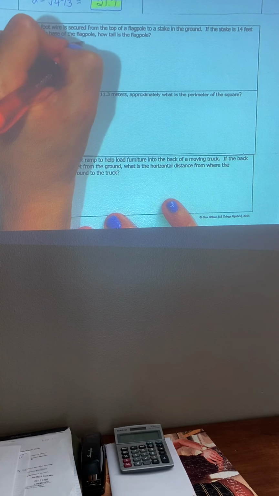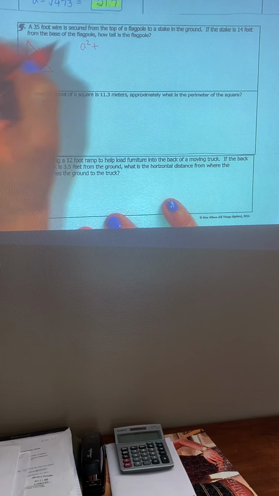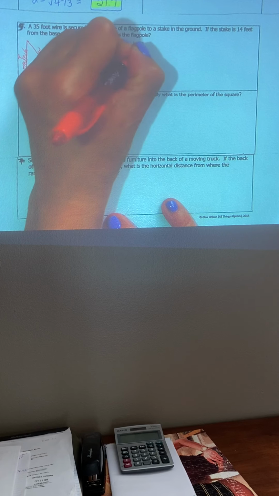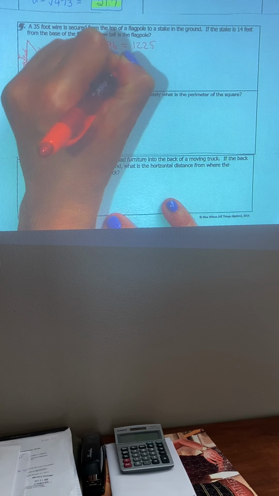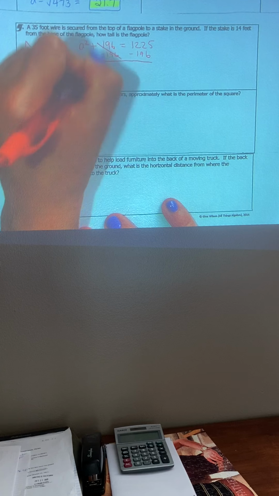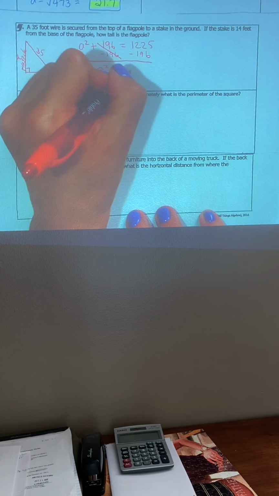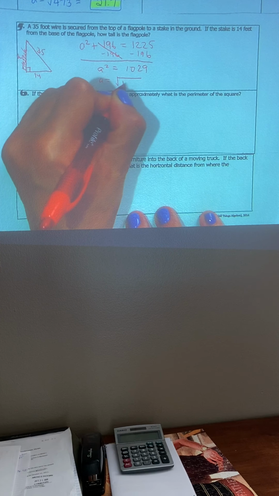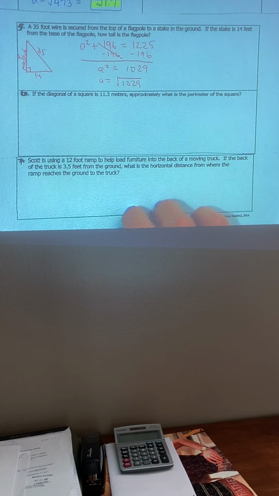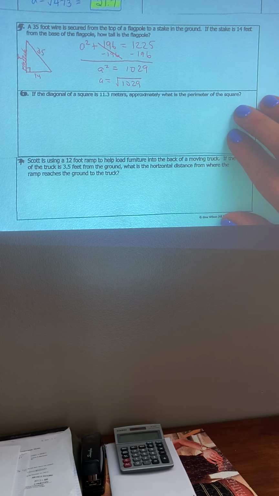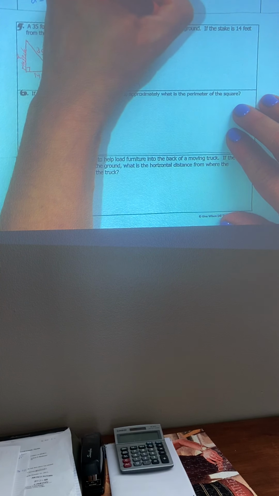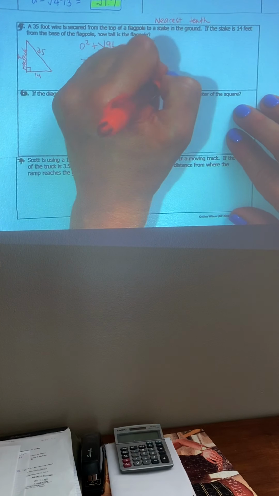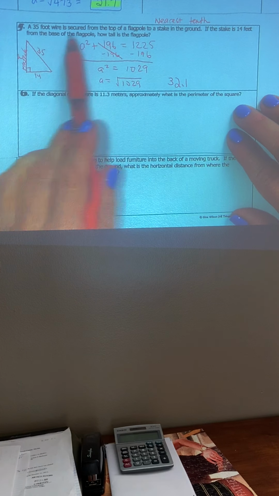So a squared plus 196 equals 35 squared, 1225. That's 1029. Take the square root. And again, round your answers to the nearest tenth. I know that wasn't showing there, so nearest tenth. And we get 32.1. And what are we talking about here? Feet.